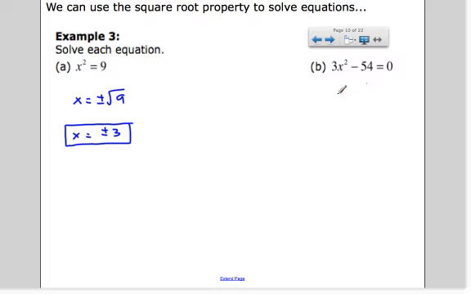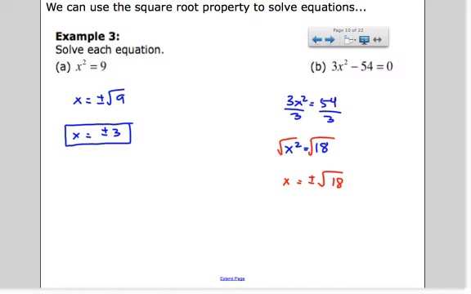This one looks a little more complicated, but I need that something squared equals a number. So 3x squared equals 54. I just added 54 to both sides. Now I'm going to divide by 3. So x squared equals, that's 1, 24, is 8. So I've got x squared equals 18. I'm going to square root both sides. And that gives me x equals plus or minus the square root of 18.